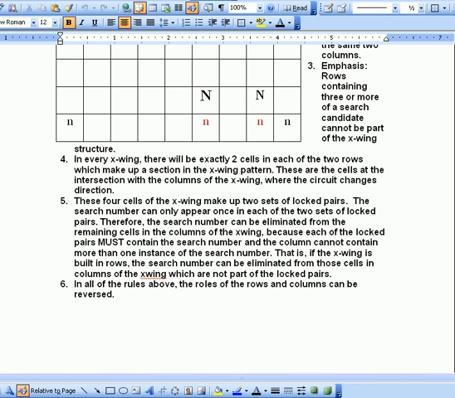Now, by definition, locked pairs are mutually exclusive of each other. What that means is that in this example here with the capital N's, if one of these takes the value 6, then the other one cannot take the value 6. And if we're searching among them for the value 6 and one of them takes a value other than 6, then the other cell in the locked pair has to take the value 6. Hopefully I'm not muddying up the waters here.